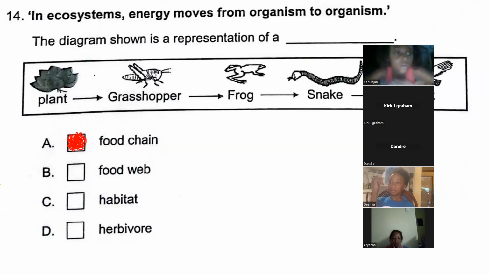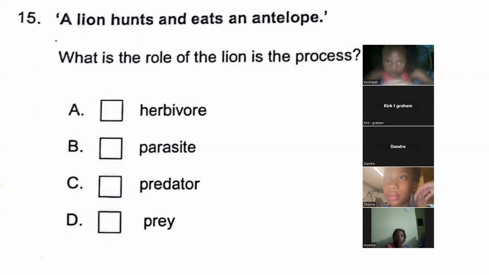All right, let's move on to the next question, question number 14. Do we have the shaded in our books? Yes, sir. Okay, good. All right, good. Let's move on to the next question. Number 15.